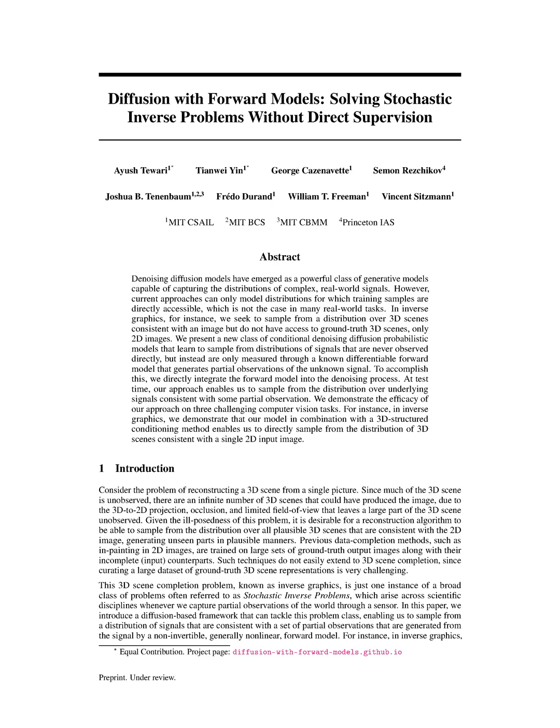Section 1 Introduction. Let's dive into the fascinating problem of constructing a three-dimensional scene from a single two-dimensional image. Since a good part of the 3D scene is hidden from view, there are countless possible 3D scenes that could generate the given image. This complexity is due to the conversion from 3D to 2D, objects obstructing each other, and a limited field of view that leaves large portions of the 3D scene unseen.